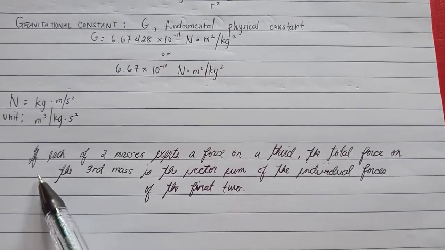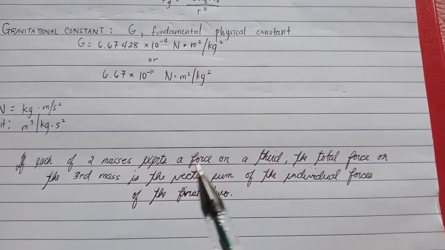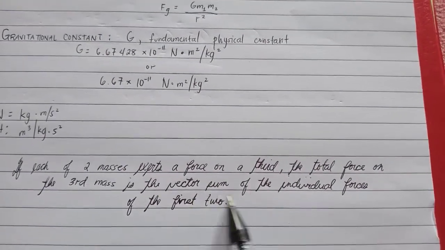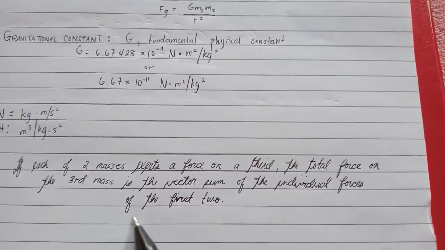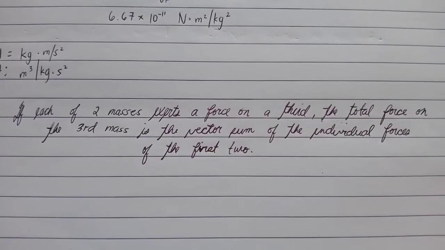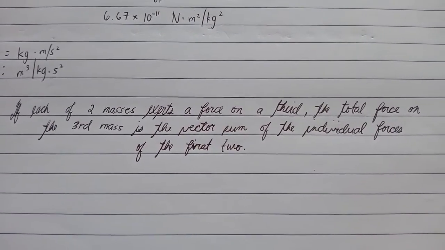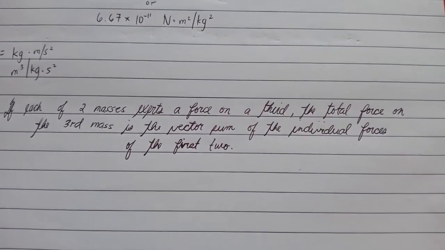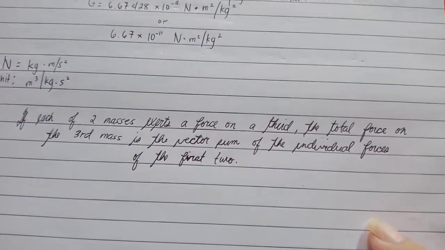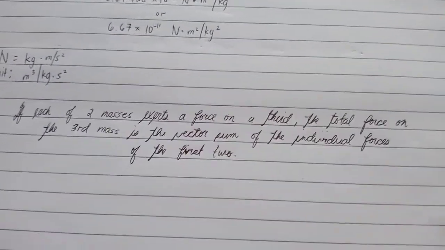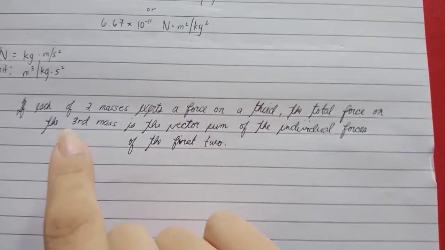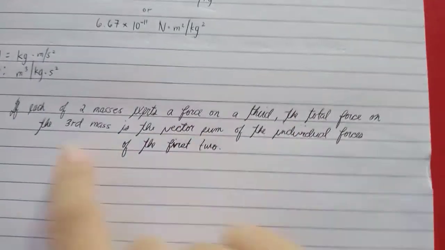Here, if each of two masses exerts a force on the third, the total force on the third mass is the vector sum of the individual forces of the first two. Meaning, when we add the vectors of the individual forces, force 1 and force 2, it will result in the total force on the third mass.